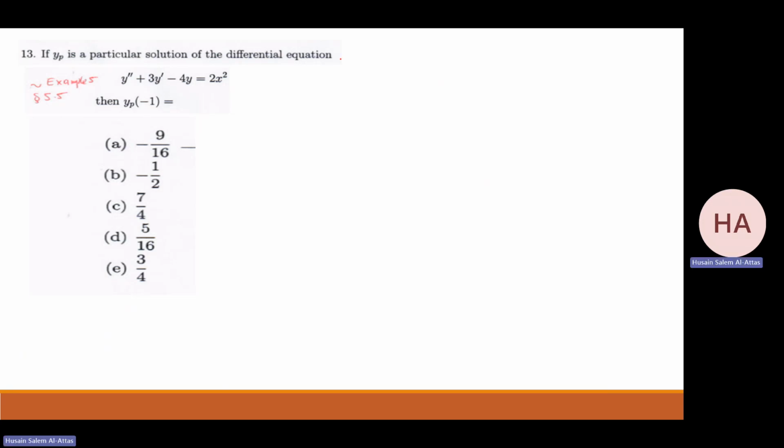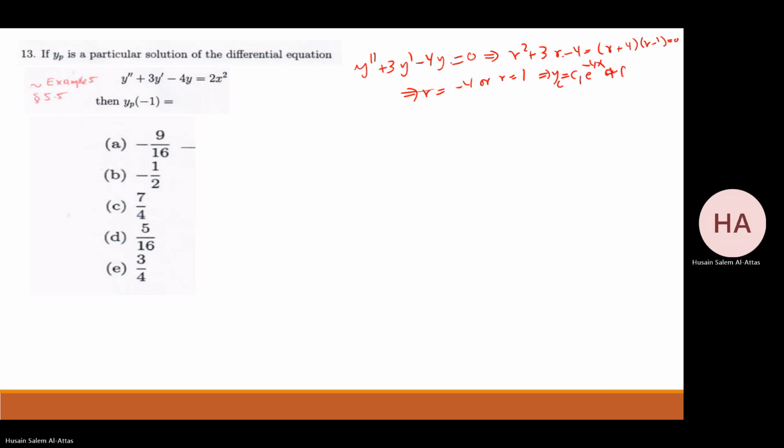I have what? Solve the homogeneous. That gives me equal zero. So I have r squared plus 3r minus 4, which is r plus 4 times r minus 1. So I have r equal minus 4 or r equal 1. So yc. Okay. Now, what are the zeros from here? 0, 0, 0. So new list. Actually, there's no duplication, so I can use this: 0, 0, 0, minus 4 and 1. yp hat.